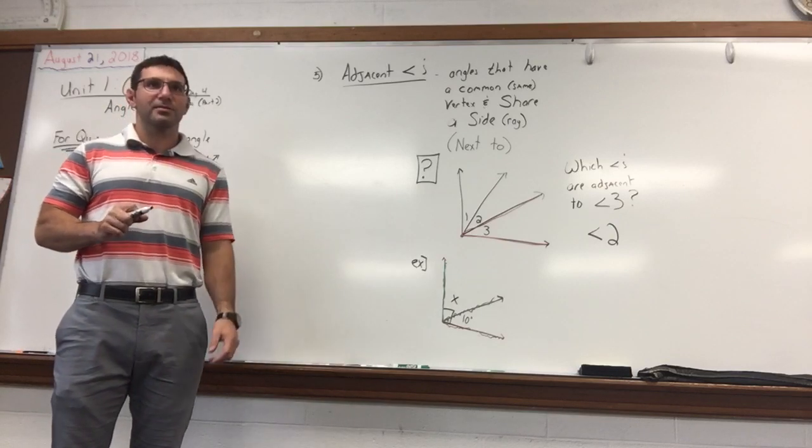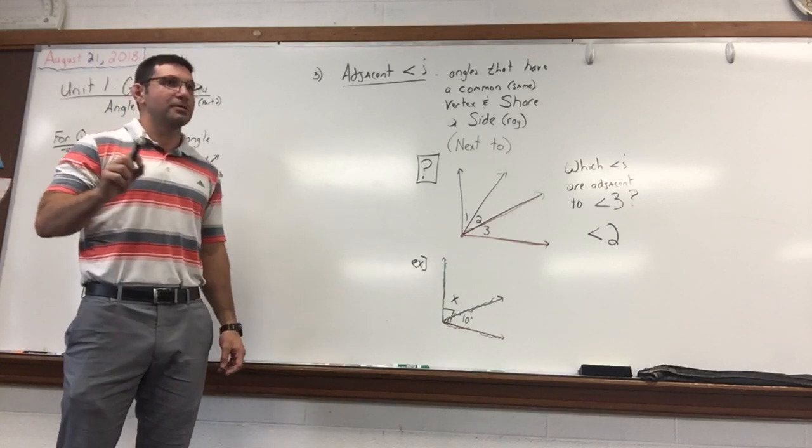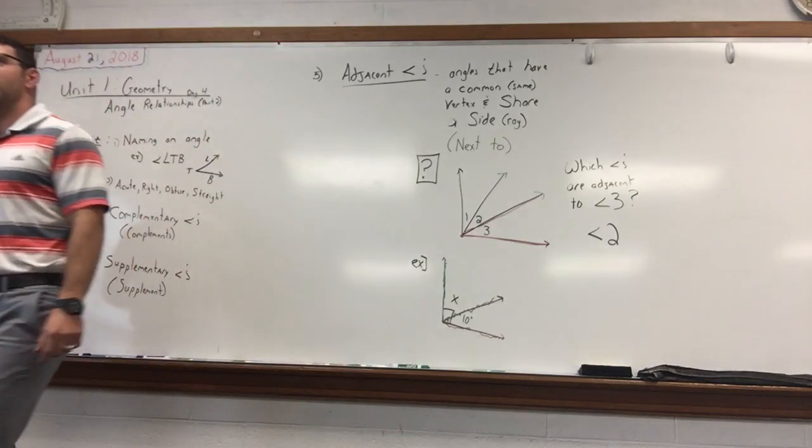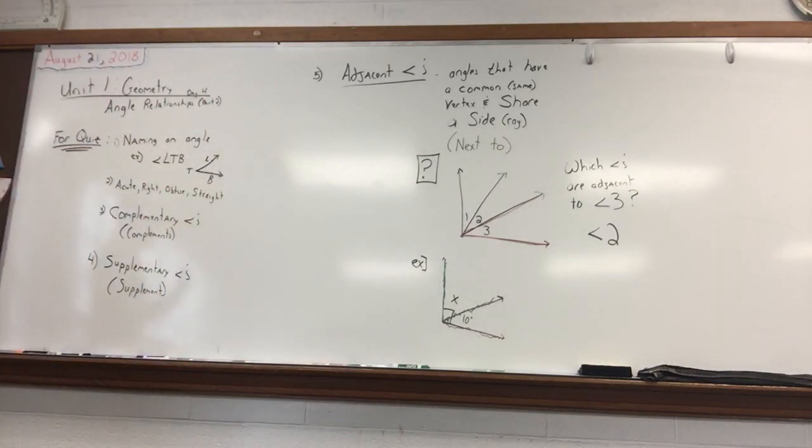So could we find x? I want everybody right now. You have 12 seconds. Find what x needs to be and then tell your shoulder neighbor. X needs to be 90.